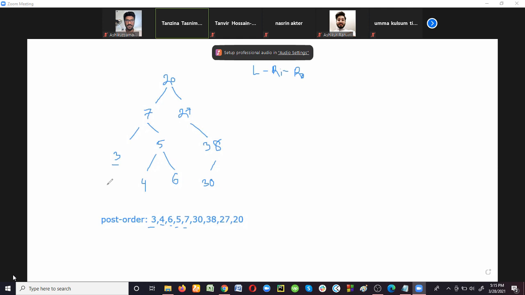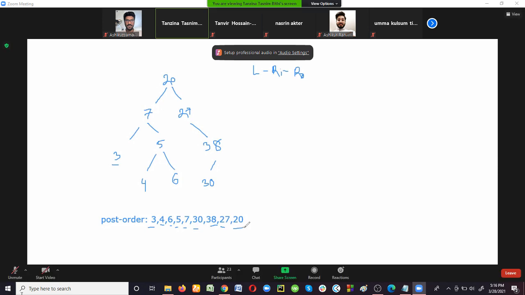So this is the left subtree of that root node 20. Then traverse the right subtree. So here 20 is parent node of 38 and 38 also parent node of 30. So at first take 30, the left child of 38. So it doesn't have any right child. So take that root 38, and then 38 was the right child of 27. So take that root node 27. After that the root node of the tree. Is it clear?